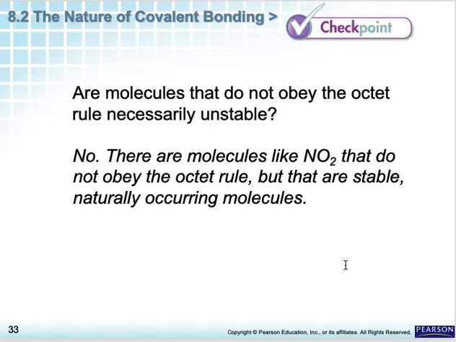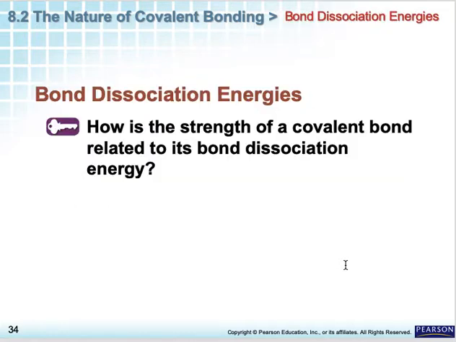Are molecules that do not obey the octet necessarily unstable? And that's no, they are not. Things like NO2 and sulfur hexafluoride are also very stable, and they can even be naturally occurring molecules.